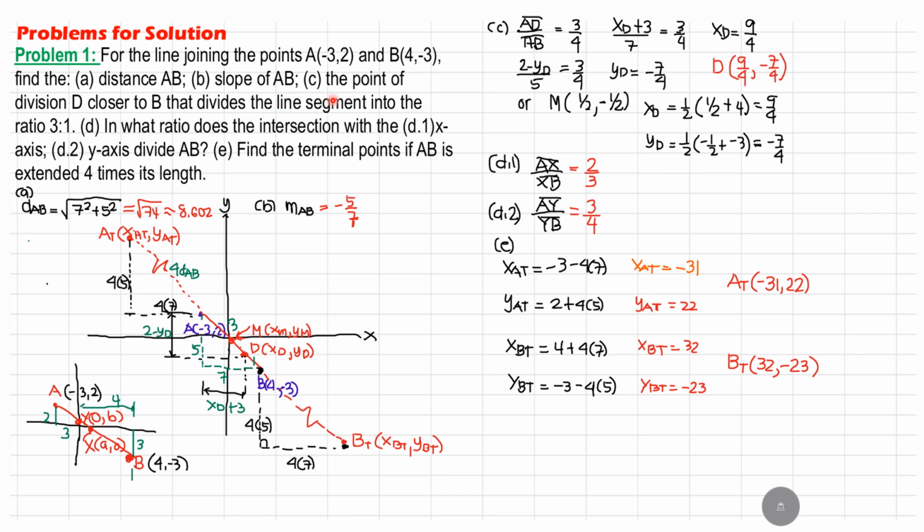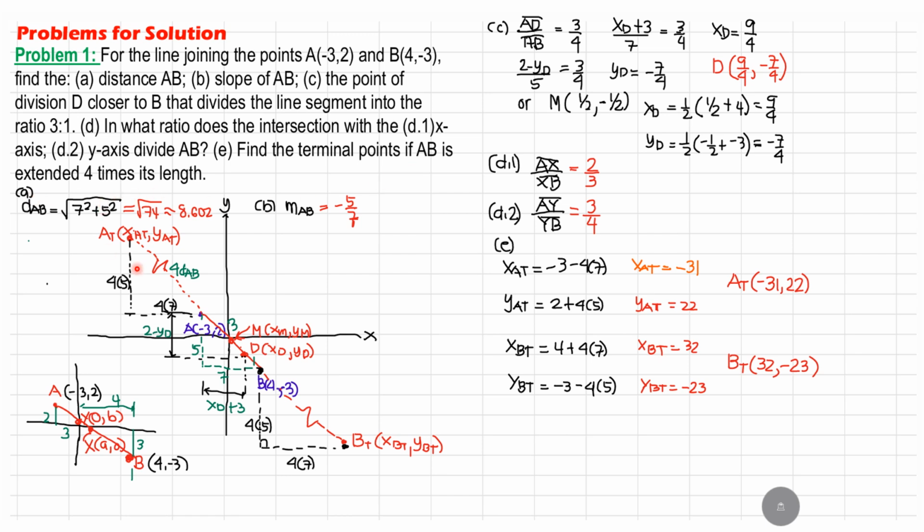Slope of AB, the point of division D closer to B that divides the line segment into the ratio 3:1. Then D, in what ratio does the intersection with D.1 x-axis, D.2 y-axis divide AB? Then find the terminal points if AB is extended 4 times its length.